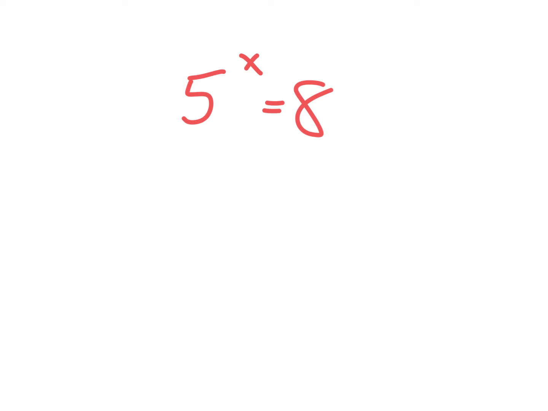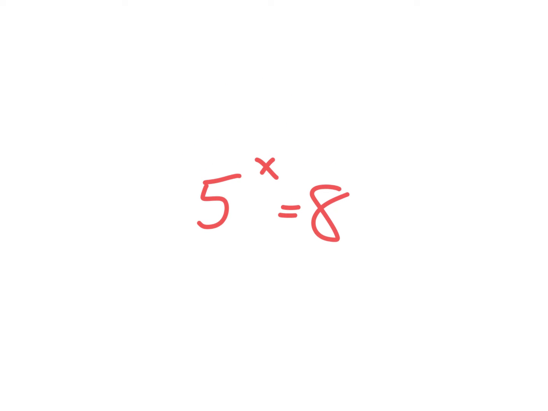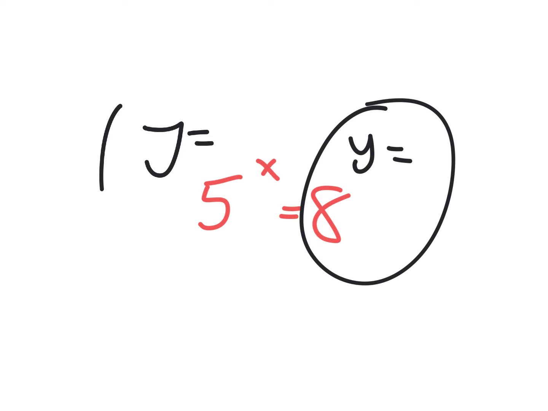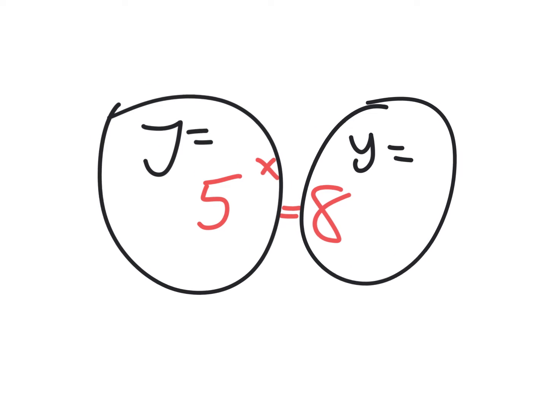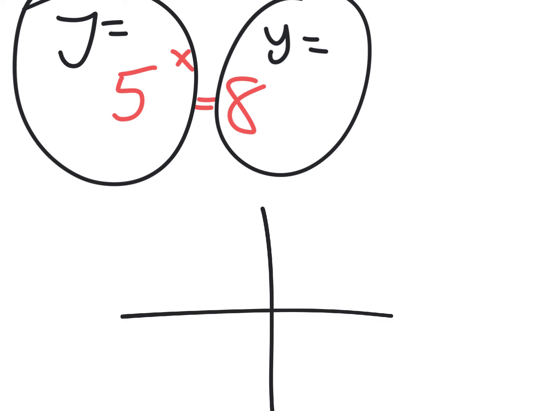Okay, so you guys have forgotten it, and I understand. If you graph both sides, you can see where they cross. It is amazing to me how often we forget that. Y equals 5 to the x, I could graph that, and y equals 8, I could graph that. Let's look briefly at what that would look like.